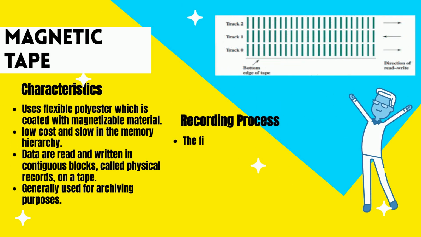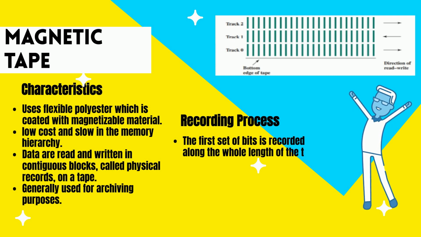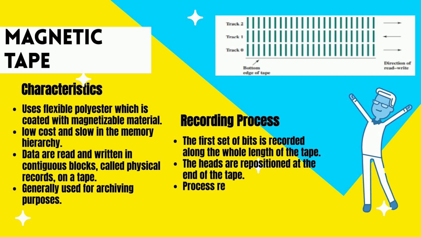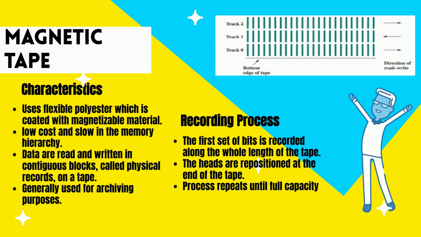How exactly does it work, you might ask? Data is read or written via the contiguous memory blocks, also known as the physical records, on the magnetized coating on the tape. When data is being written, the first set of bits is recorded along the whole length of the tape. Once the end of the tape has been reached, the heads are repositioned and the bits are again recorded along the whole length of the tape, but this time in the opposite direction. This process repeats until the tape is full and its maximum capacity has been used.